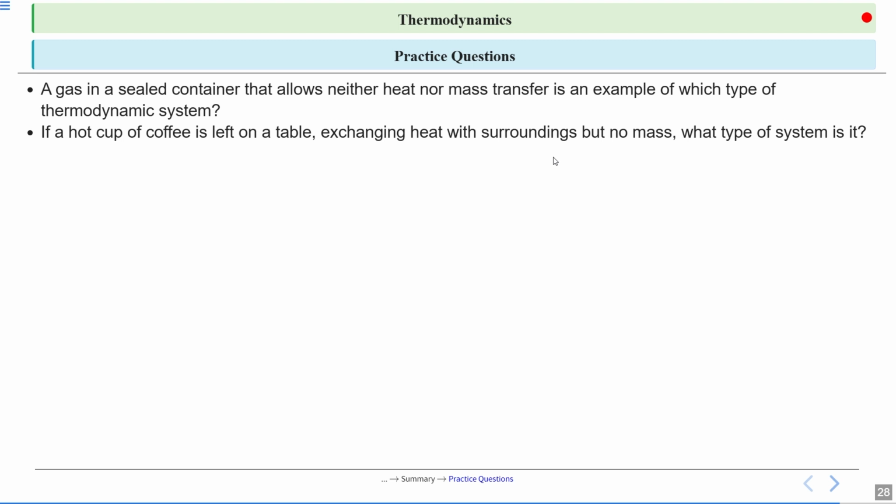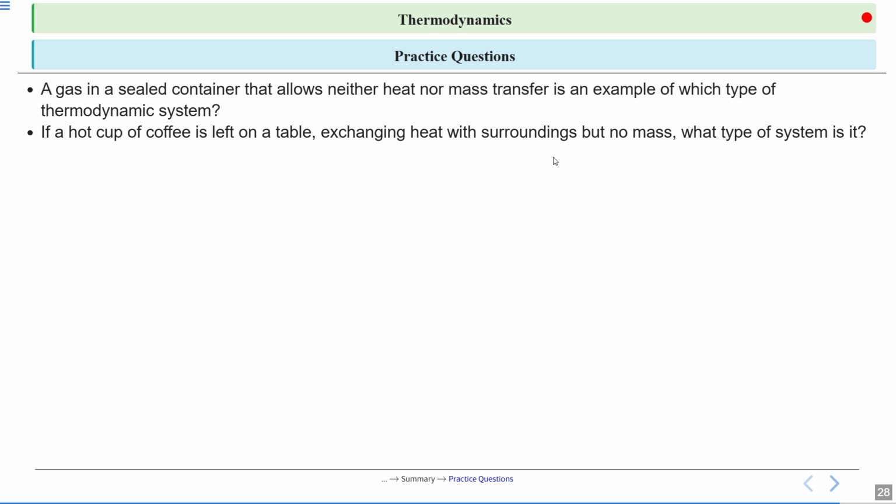Second, a hot cup of coffee is left on a table, exchanging heat with surroundings but not mass. Listen carefully. It is only exchanging heat energy with surroundings, not mass. What type of system is it? So here you have to find out the type of system. We know in a closed system there is exchange of heat energy with surroundings, but not mass. All right. So the answer is closed system.